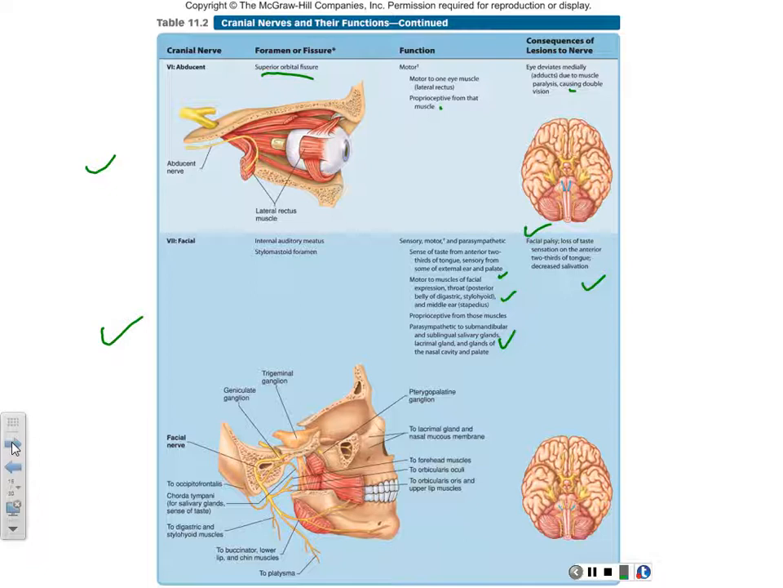What does it go through? The internal acoustic meatus. And then the stylomastoid foramen, which we didn't know about. But the internal acoustic meatus will do for me, and that's the one that passes through the ear, right in there. Okay? So that is called the chorda tympani, because it passes right next to the tympanic membrane, the eardrum and so forth. Okay, the facial nerve goes through that. Not too much space happening here. Okay, so that one is another not so hard one.